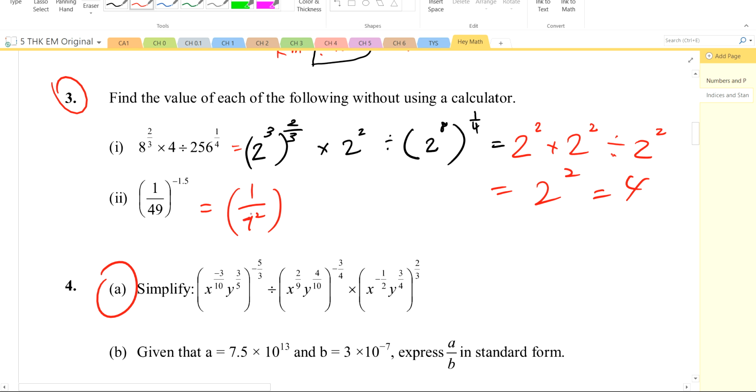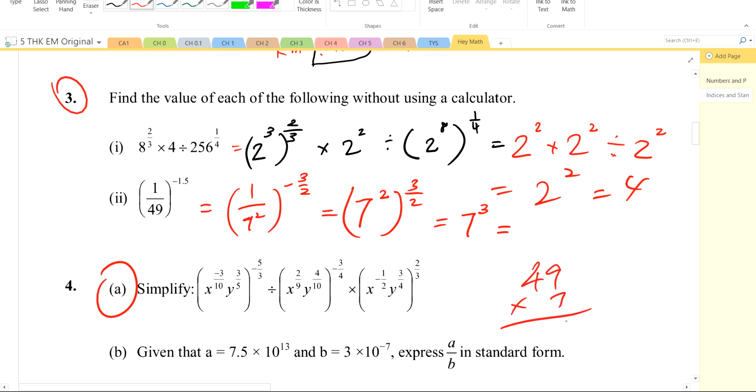Negative 1.5, which is negative 3 over 2. Okay, so this is the same as 7 to the power of 2 to the power of 3 over 2. Can do all the flipping in your mind? And this gives us 7 to the power of 3, which is 49 times 7. For this step, 49 times 7, you can use your calculator. 49 times 7 is 343. Can?